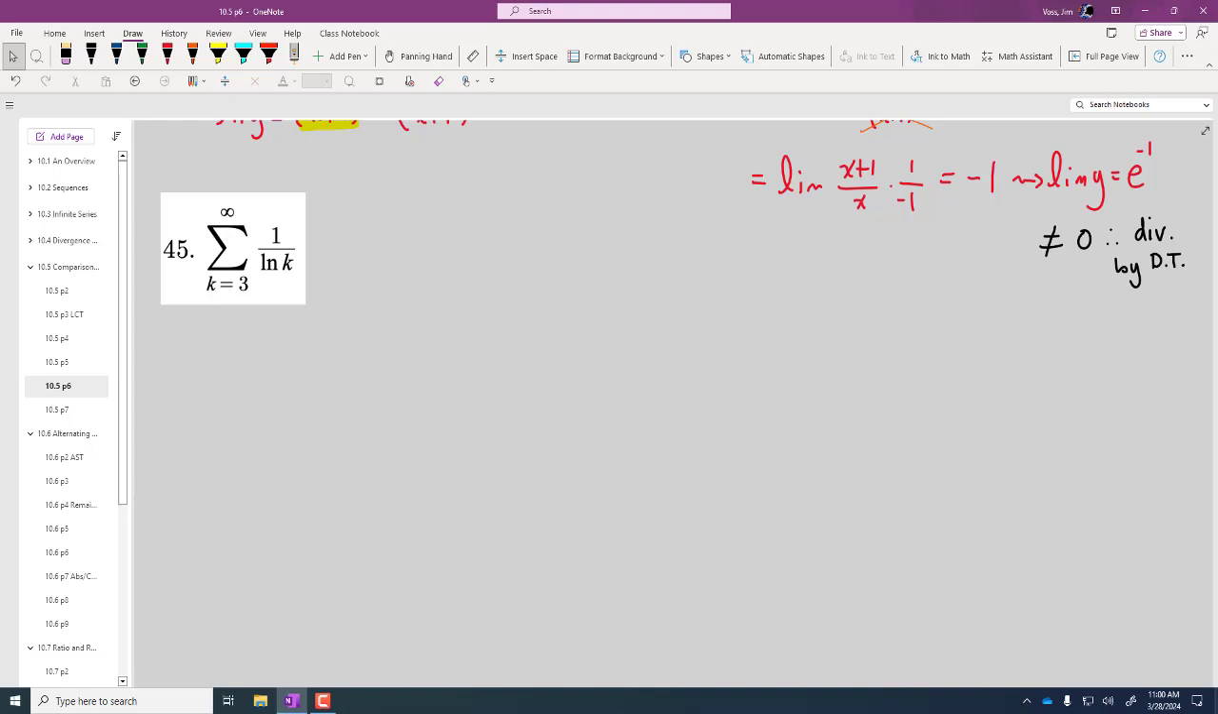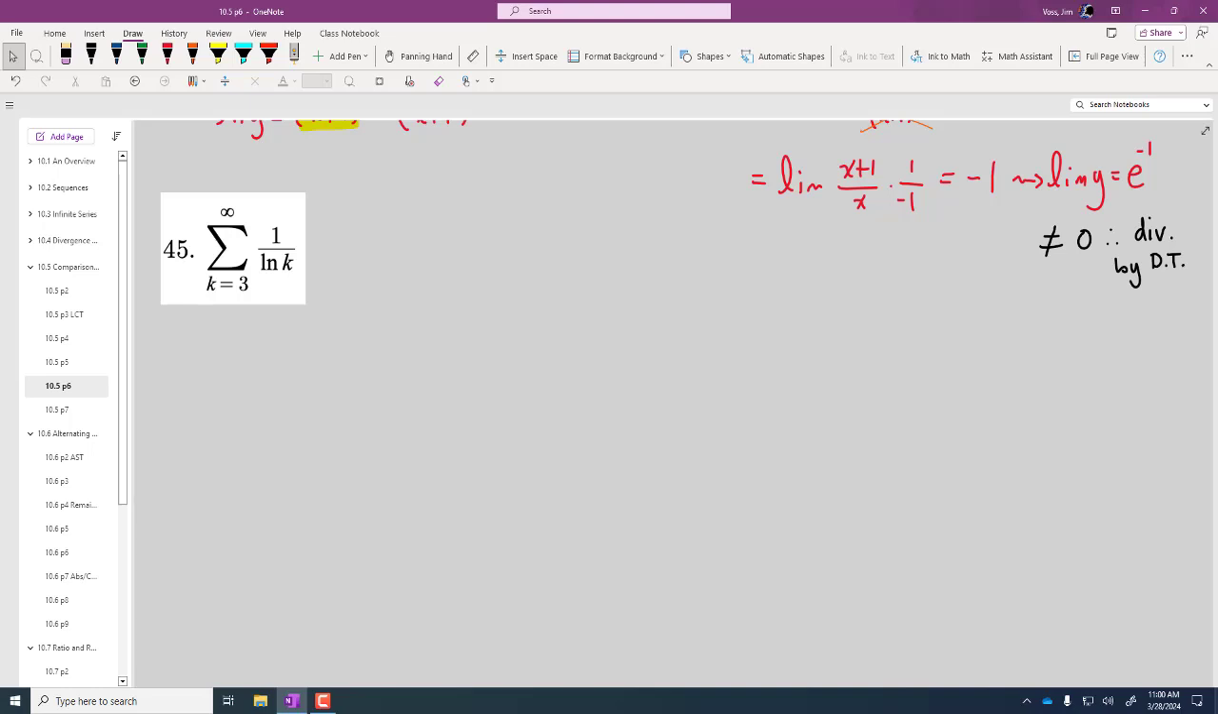Diverge. Because 1 over k, that's kind of our threshold function. We think about that all the time, the harmonic. 1 over k diverges. And natural log of k goes to infinity even slower than k goes to infinity. So these fractions go to 0 even slower than 1 over k. So intuitively, we're convinced that that is going to diverge.